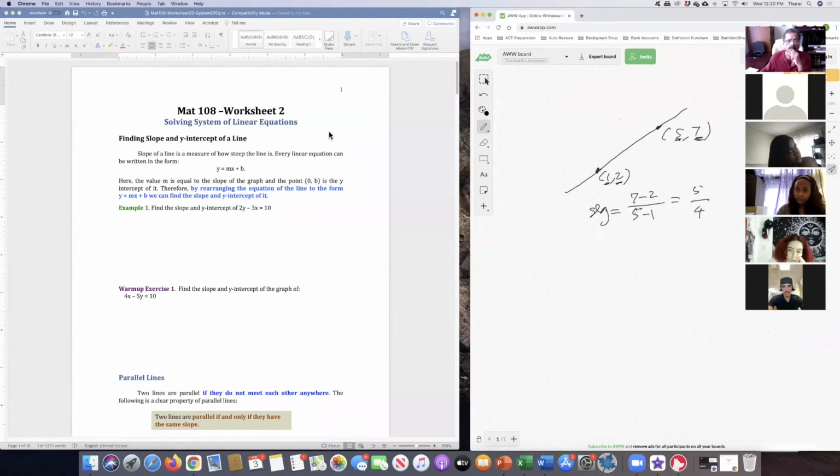Anyway, the point that we need today is the fact that the equation of any line can be written in this form. And if you write it in that form, the m is the slope and the last number is the y-intercept. So let's do this example. 2y minus 3x equal to 10. It says find the slope and y-intercept.